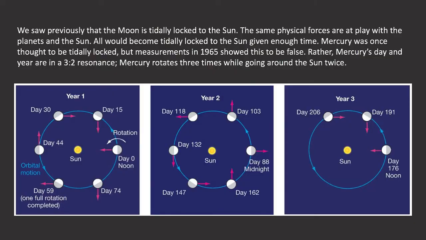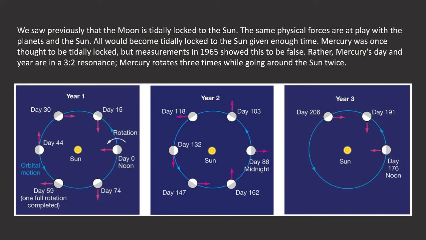All right, so a little bit on Mercury's orbit here. It has a strange thing going on where it has a resonance in its rotation and its orbit. It's not quite tidally locked with the Sun yet. If it was tidally locked, its day would be essentially infinitely long. It would always have the same face facing the Sun, like the Moon is to the Earth.